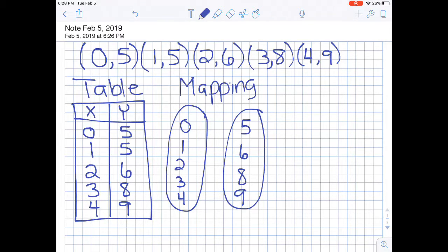Then you will draw lines from your x values to your y values. So 0, 5, 1, 5, 2, 6, 3, 8, and 4, 9.